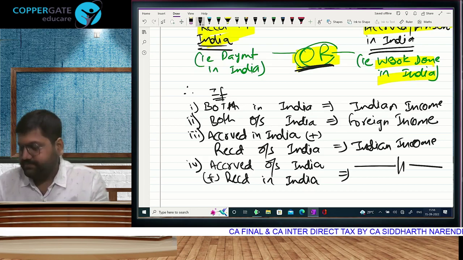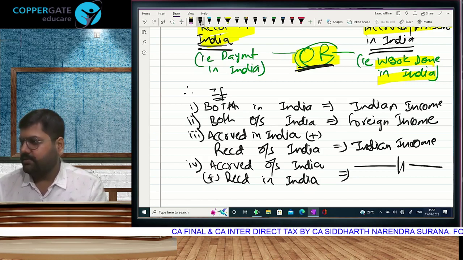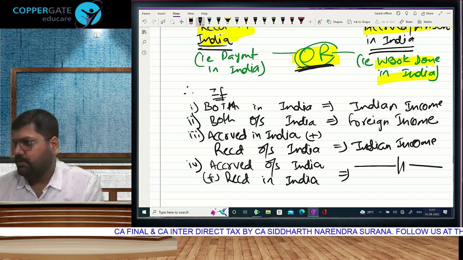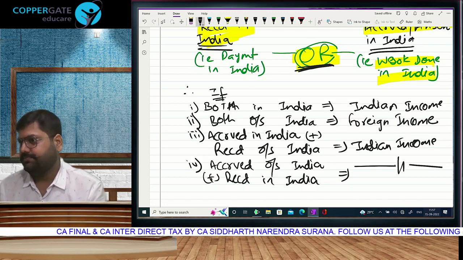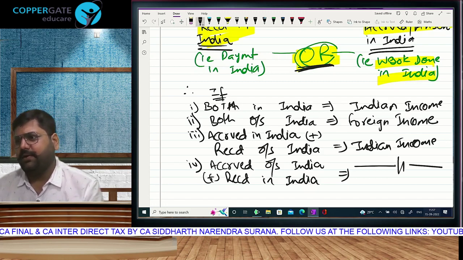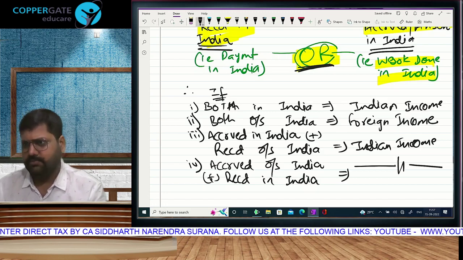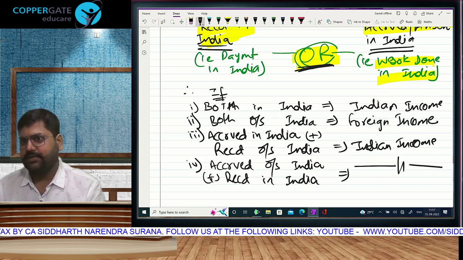Virat Kohli, a resident, assume resident. He may have spent a lot of days outside India, but assume resident, because that will depend on the number of days. He is playing in India and getting paid in India. Is that Indian income or foreign income? Indian income. Does he have to pay tax?